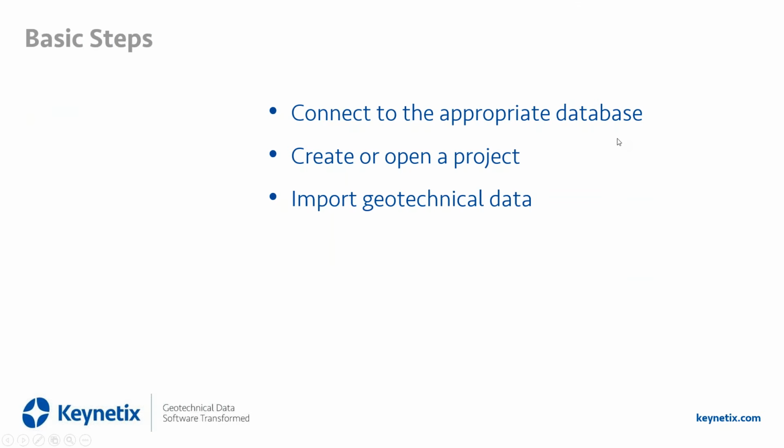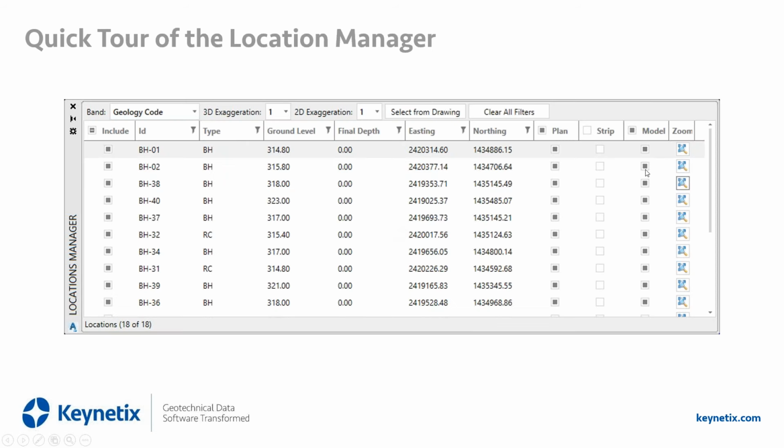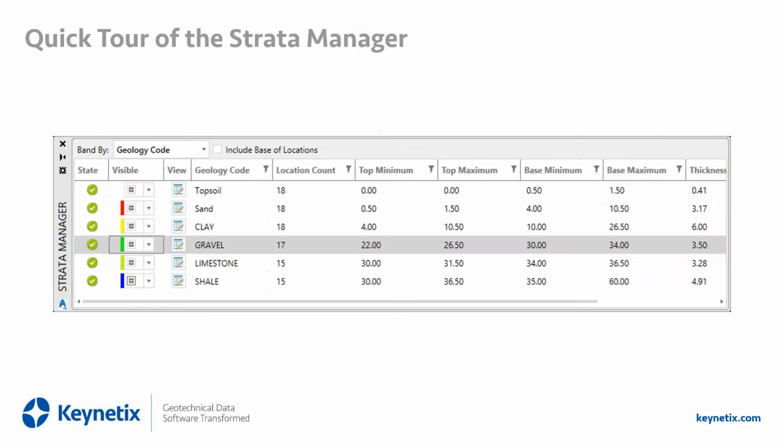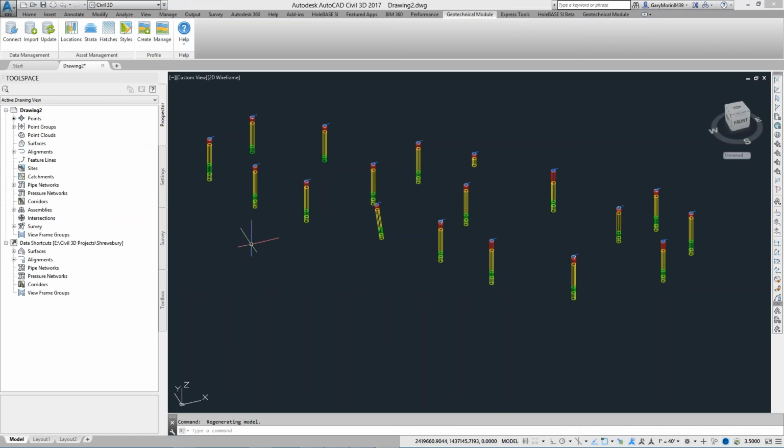So we've gone through here, we've pulled in the data. We now can look at this data and work out how we want to display it using the location and strata manager. So this is the location manager. I won't do a tour on it. I'll get straight into the software to show you how it all works. So we're going to have a little look at the location manager, and then we're going to go on and look at the strata manager. So let's go back into AutoCAD now.